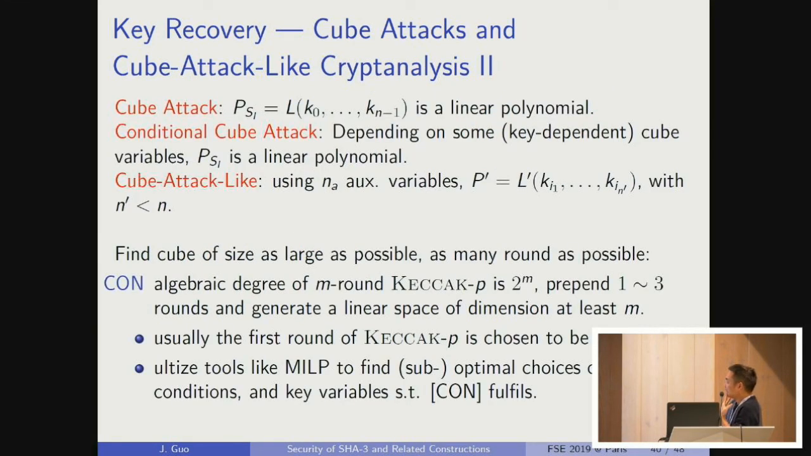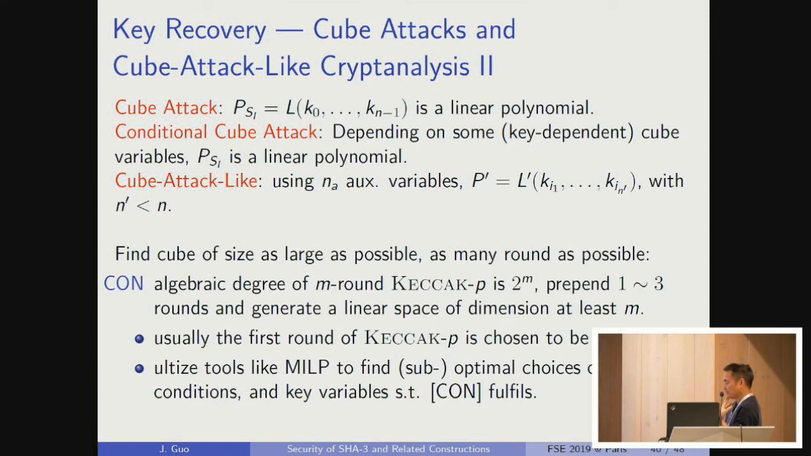For the cube attack, the superpoly is linear. For the conditional cube attack, because we want to recover the key, we want this linear polynomial to be dependent on some key bits. It means that for some key values, this is happening, and for some other key values, this is not happening. Depending on whether this is happening, we can recover the key bits. And for cube attack-like cube analysis, we have auxiliary variables, and this linear polynomial is actually involving fewer key bits.